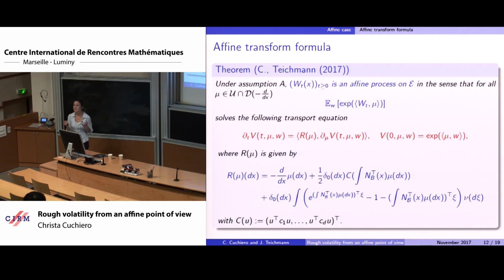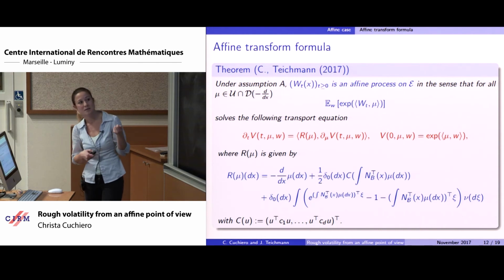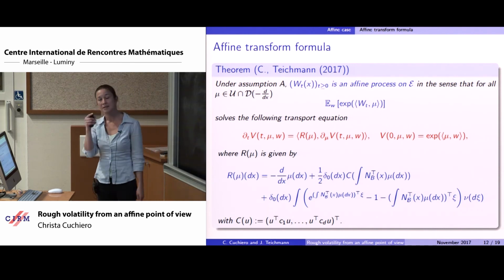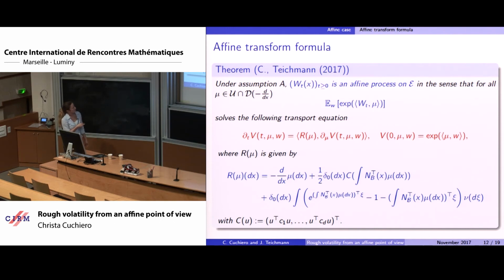And this R of mu, if you're familiar with usual affine processes, is really the analog of the R of usual affine processes, the vector field corresponding to the psi. Here the initial value is a measure, and therefore this R also takes values in a measure and is given by minus d over dx of mu dx. So this corresponds to the linear part, and here we have the quadratic part, this C, which is the same thing as Martin had with this A. Here we have something quadratic, and here we have the jump part. And here always appears a Dirac at zero, which means that we only get a contribution at zero, which has to do with the fact that the characteristics that enter in the martingale only depend on this W_t(0). So this is the analog of the usual R in this setting.